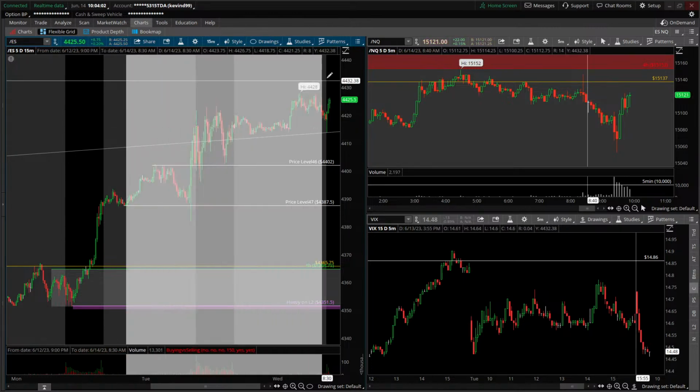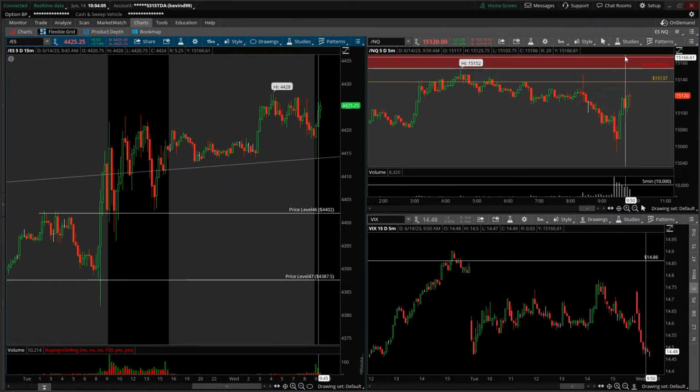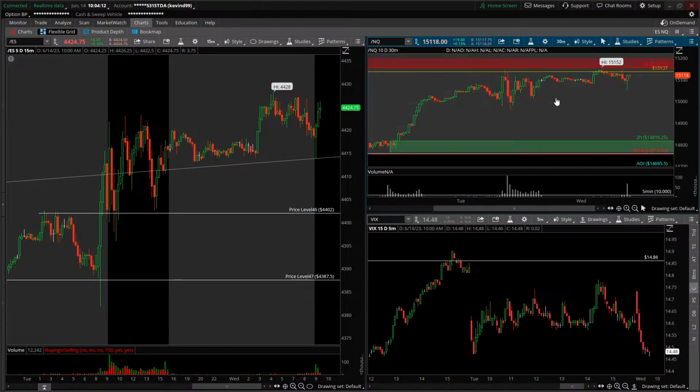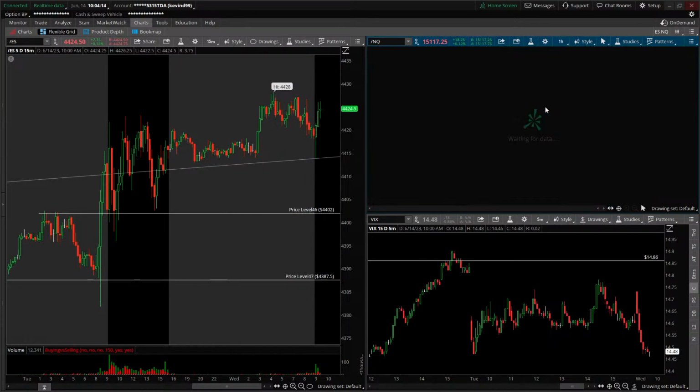15-minute also going higher. And we are up out of that cup rim line right about now. We're looking for the pullback to test. 30-minute, 1 hour.